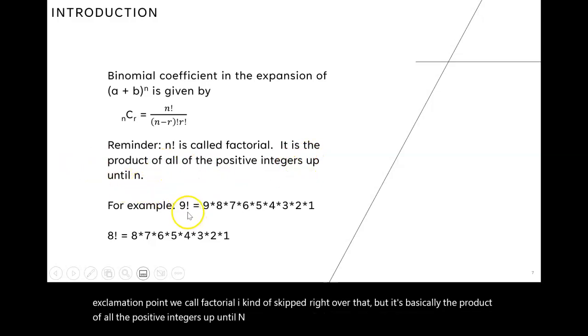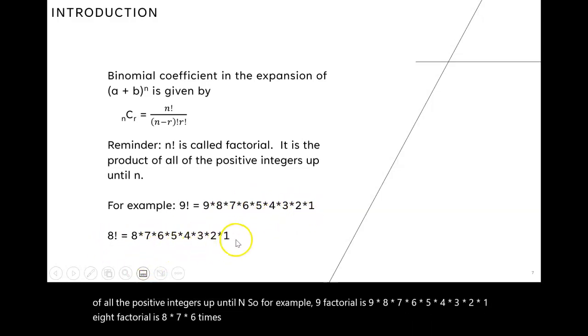So for example, 9 factorial is 9 times 8 times 7 times 6 times 5 times 4 times 3 times 2 times 1. 8 factorial is 8 times 7 times 6 times 5 times 4 times 3 times 2 times 1. And this is just a shorthand for writing the product of all those numbers.